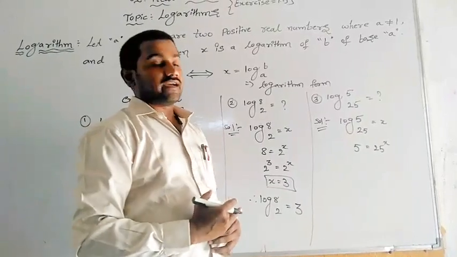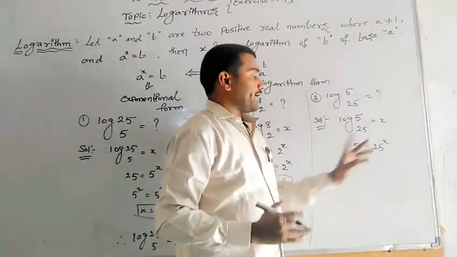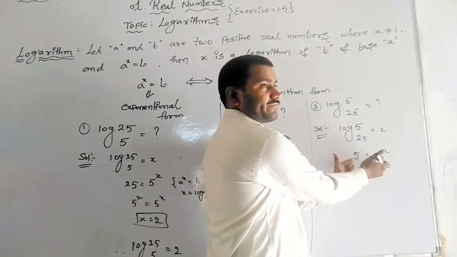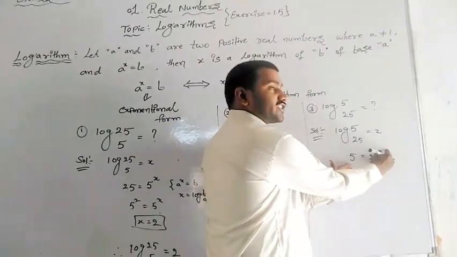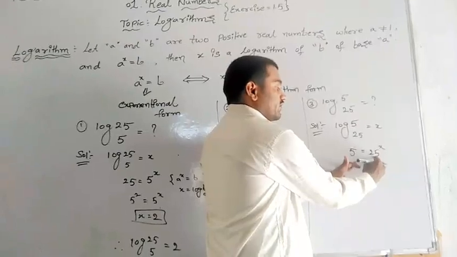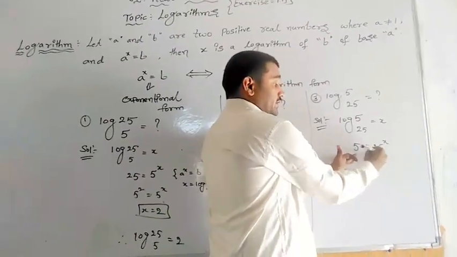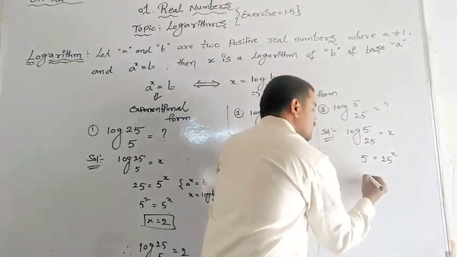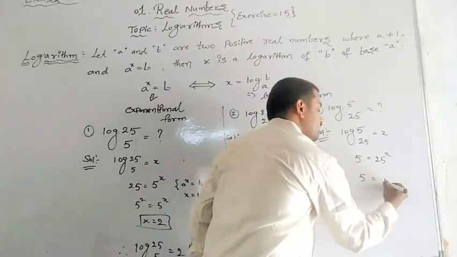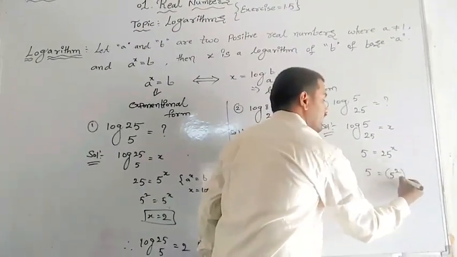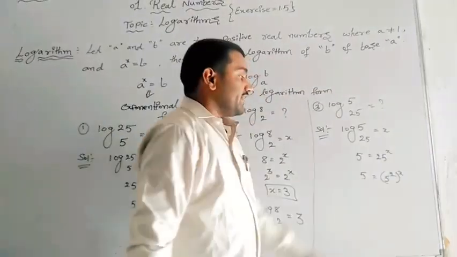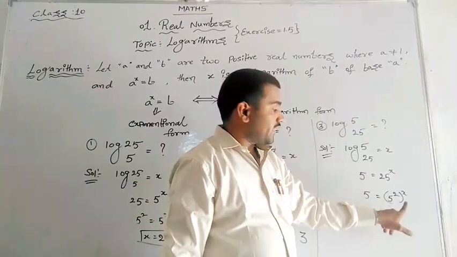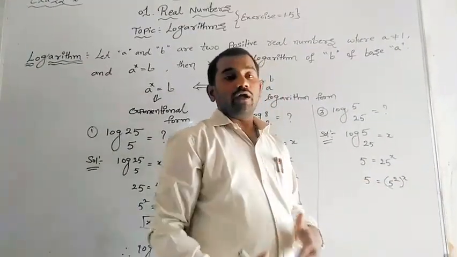Here 25 is the base and x is the exponent. So 5 cannot be written as a power of 25, but 25 can be written as a power of 5. So let us change it. This 5 equals 5 square, which is 25, whole to the power of x. It is in the form of a to the power of m, whole to the power of n.